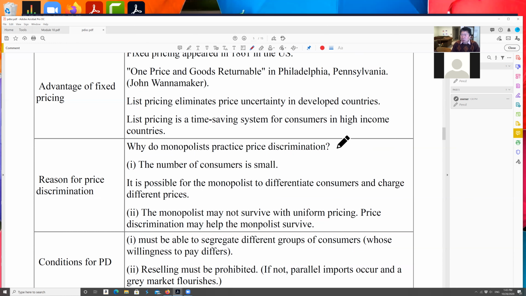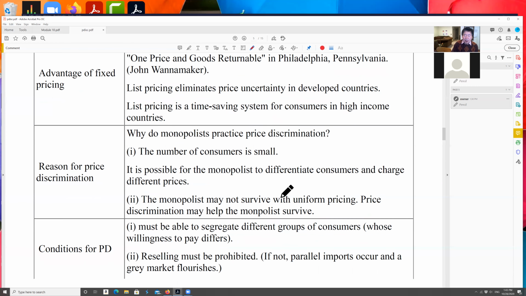I'm not implying that these monopolists are out there to get you and squeeze blood from consumers. Usually the number of consumers is very small, so you will have to be very good to make a deal. And the monopolists may not survive with uniform pricing. Uniform pricing means you don't care whether the buyer is the son of a millionaire or even a billionaire, who has a lot of money in his pocket, etc.